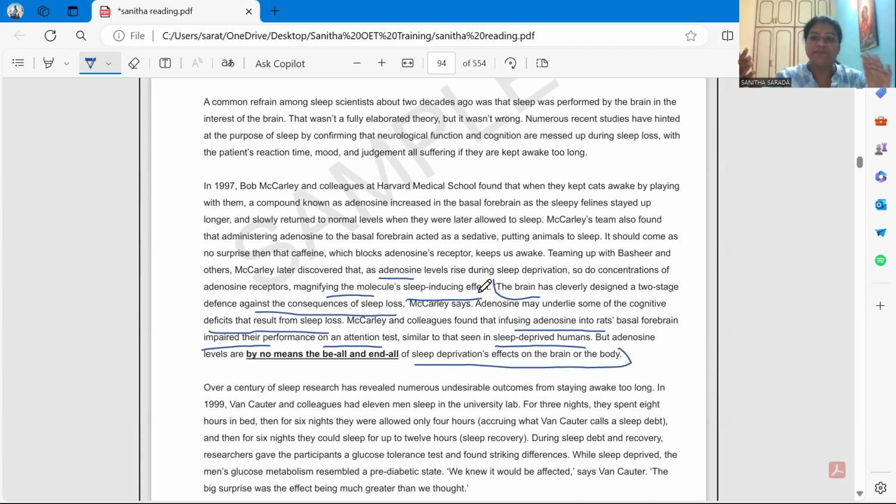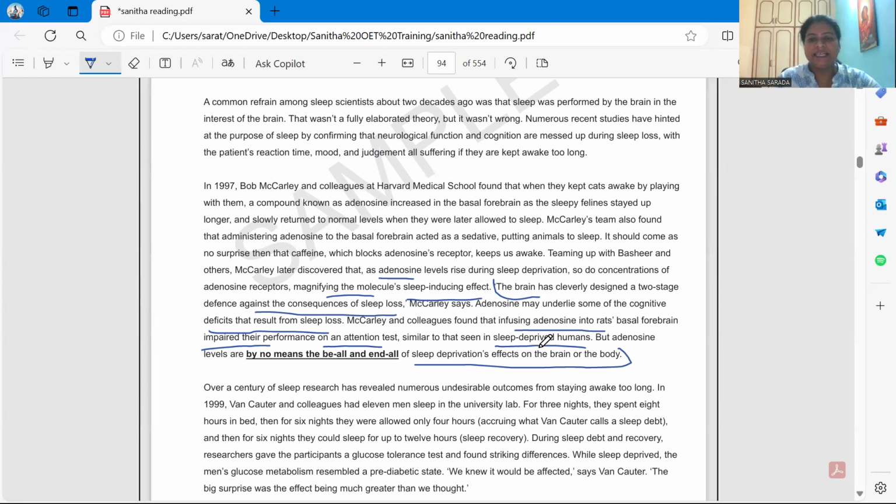The body responds. If you are not sleeping well, the body produces more adenosine, and the adenosine molecules are going to induce sleep. That is a defense mechanism. The brain has cleverly designed a two-stage defense against the consequences of sleep loss. If you are getting sleep loss, adenosine level will rise, then adenosine receptors will induce sleep. Got it? This is the simple meaning.